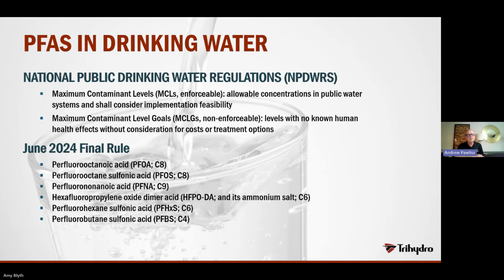The rule names 6 PFAS substances of various chain length, ranging from 4-carbon, such as PFBS, to as long as the 8-chain substances, such as PFOS and PFOA. Next slide.